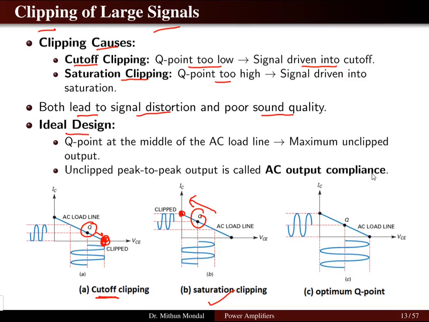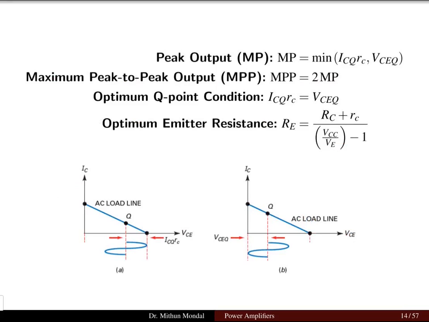If we talk about the ideal design, then the Q point has to be located in the middle of the AC load line. The Q point should be at the middle of the AC load line between the saturation and the cutoff, and hence it gives the maximum unclipped output. The unclipped peak to peak output is known as AC output compliance. When the Q point is located at the center of the load line, we get maximum output, whereas when clipping occurs, either cutoff clipping or saturation clipping, we have maximum distortion.